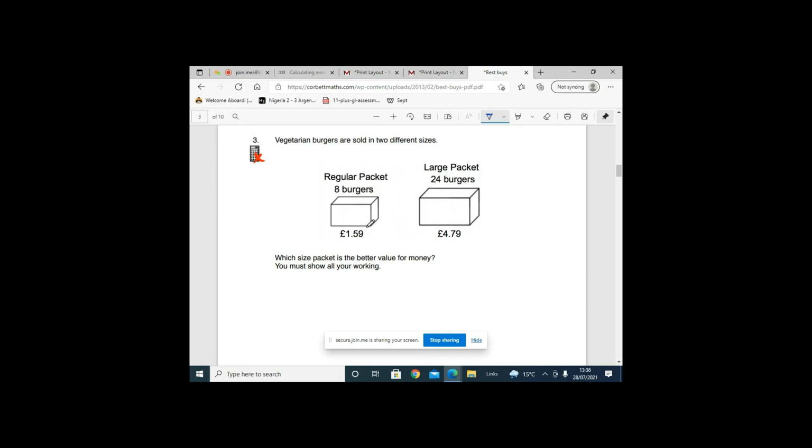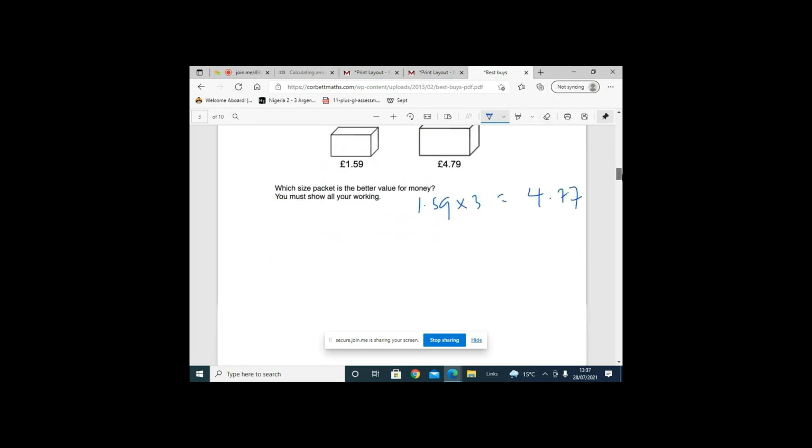So if you want to buy 24, let's check 24. Multiply this one by what? By 3. So it's going to be £1.59 times 3. That gives you £4.77. So this one is £4.77 for 24 burgers. So that means that it's cheaper because this one is £4.79 for 24 burgers.